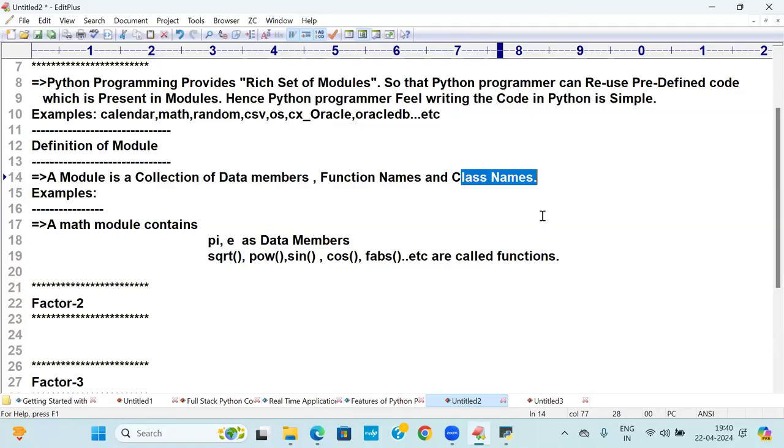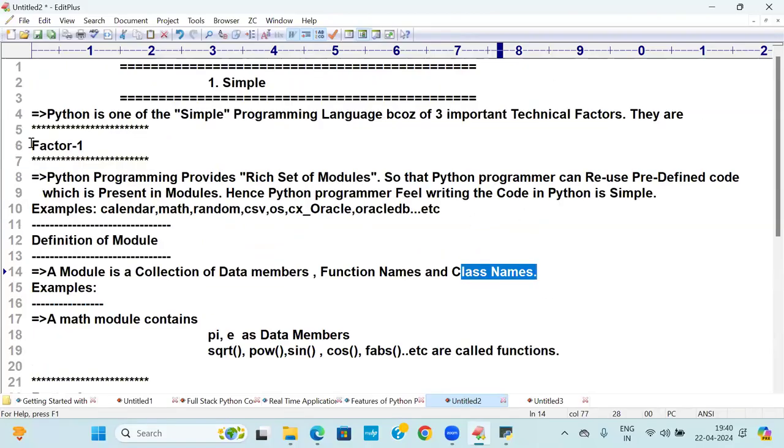Did you understand this? And factor number 1 makes me to feel Python is which language? Simple language. How can you say Python is simple? If I go to an interview, if I tell this one point, it is more than enough. I feel Python is simple because I will write the code of anything easily because already so many number of modules are there. They will ask a question.